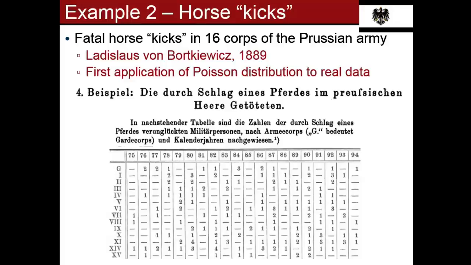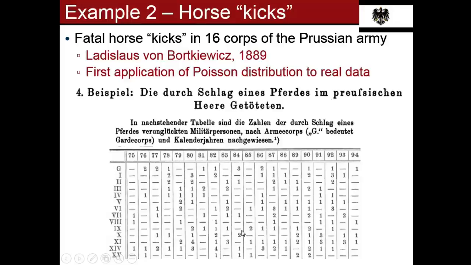I actually went back to the original paper and had fun with my amateur German trying to make it through. It's a really bizarre manuscript. But here's an interesting data table. This is a data table of Army officer corps, and these are years, so this is a couple centuries ago. This is 1875, 1876, and so forth. And these are counts of the number of deaths from horse kicks in these Prussian army corps.